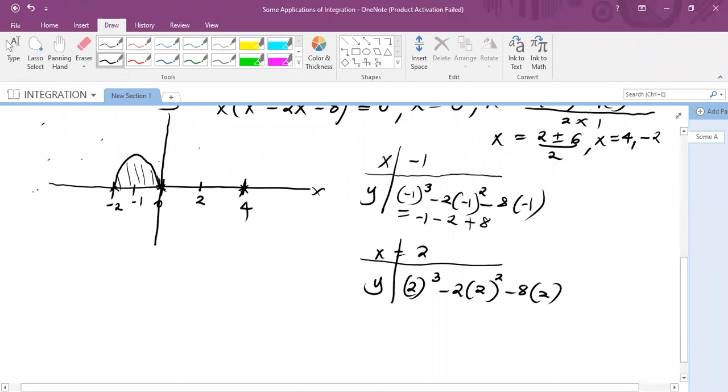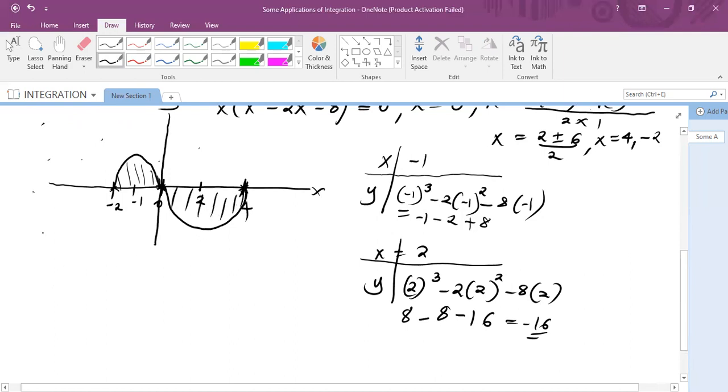So 2 cubed gives us 8. 8 minus 2 squared is 4. This gives 8 as well. And then this gives minus 16. So 8 minus 8 is 0. And then this is minus 16. So minus 16 will obviously be on the lower side. So this one will be going this way. So we already have a rough sketch of how the curve looks like.